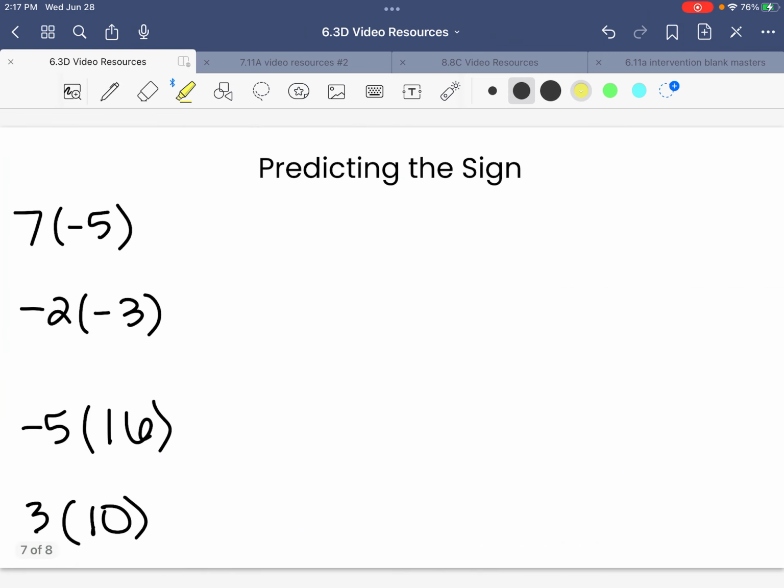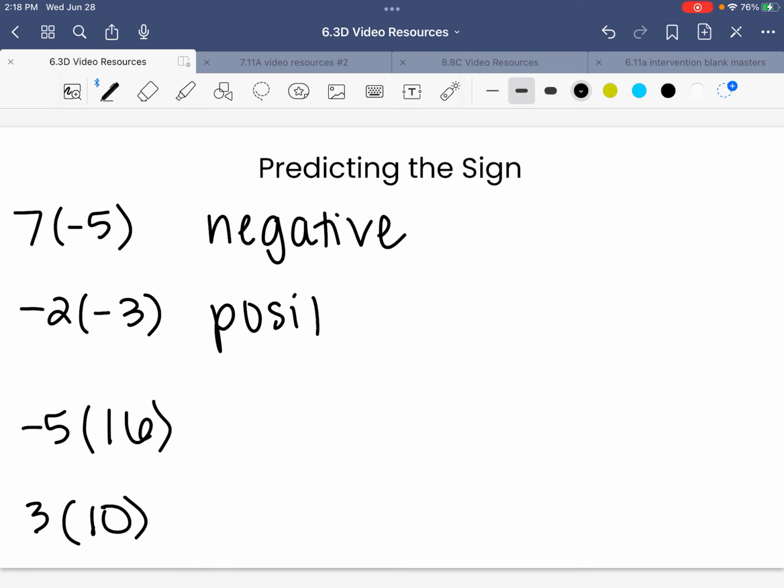So we're going to take a look at 4 problems, and we are just going to predict the signs of them. The first problem, I notice that my signs are different. So if my signs are different, my solution will be negative. For the second problem, the signs are the same. So -2 times a -3, because my signs are the same, that will make a positive number, positive solution.